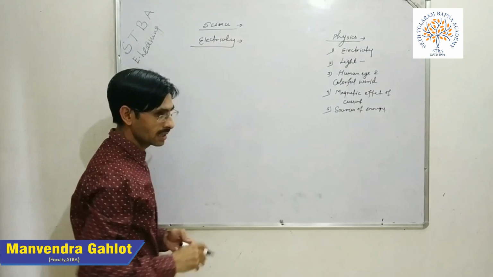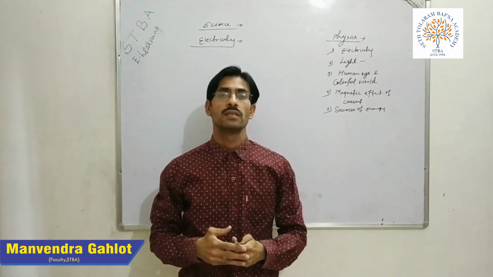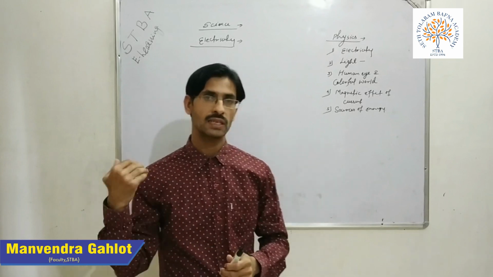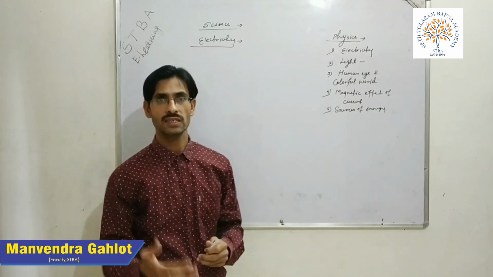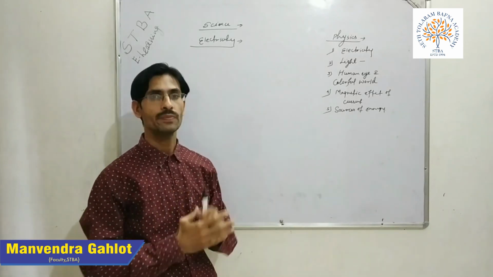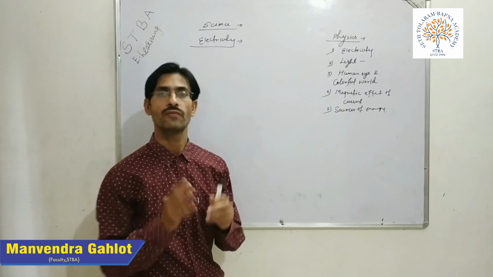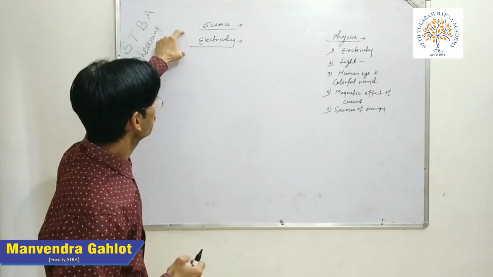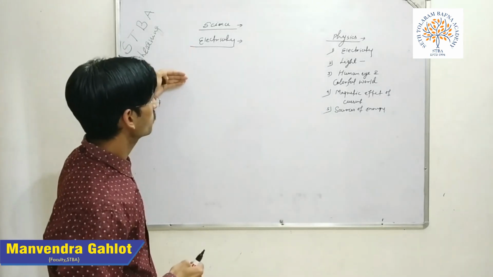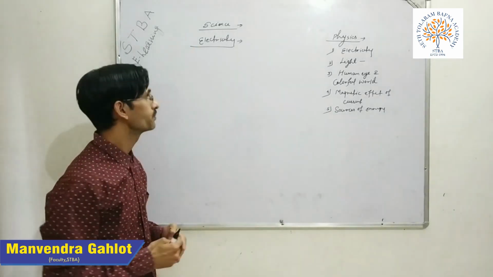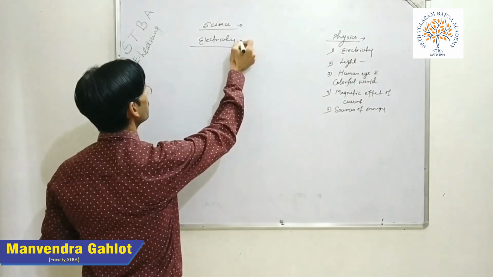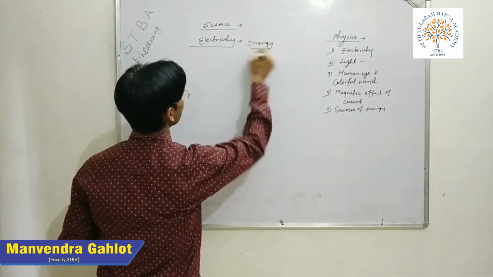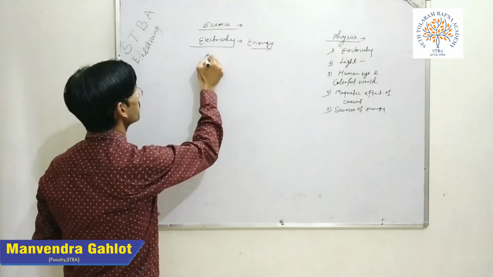As we know, electricity is a form of energy. In previous classes we already learned that energy can neither be created nor be destroyed. We can change it from one form to another form. So in this chapter there are many parts of electricity. First, electric current.